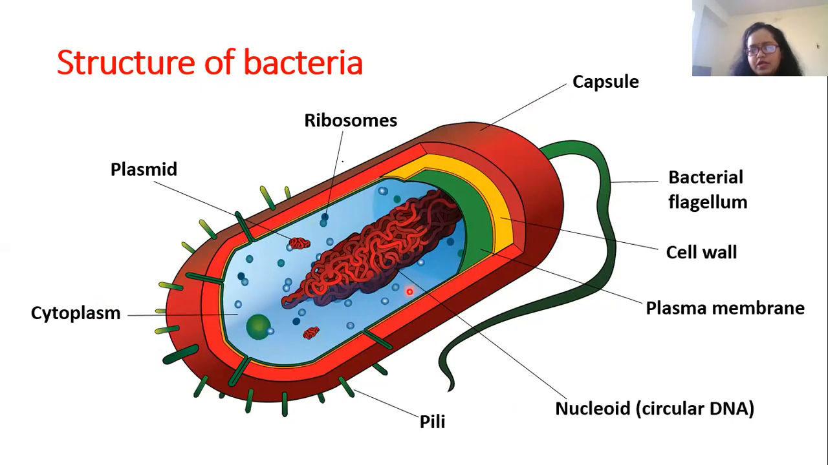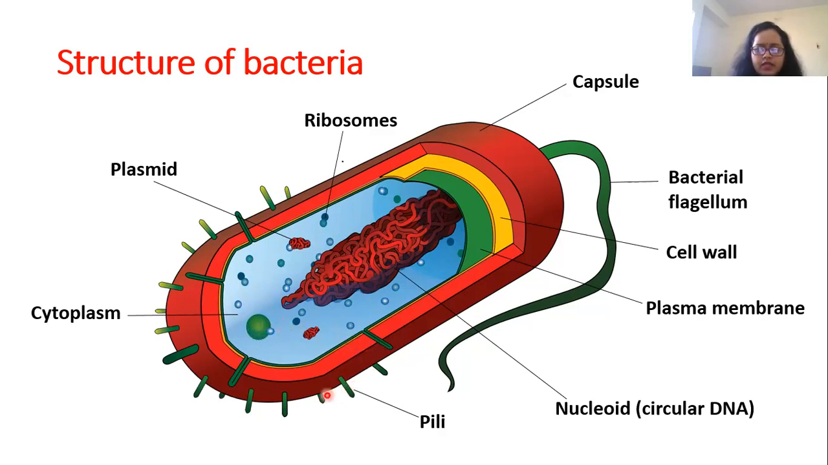In that cytoplasm, you can see the nucleoid or circular DNA is present, which is not surrounded by a nuclear membrane. So we can say that it does not have a well-defined nucleus. Now other things which are present are plasmids, which are extra-chromosomal genetic material inside the bacterial cell. Ribosomes are also present, and vacuoles are also present.